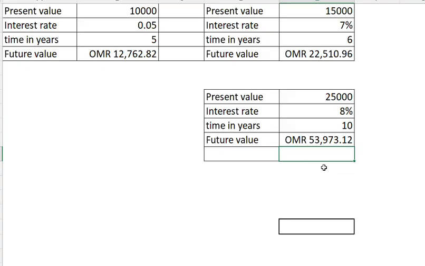Now we will move on to the next one, which is called present value.